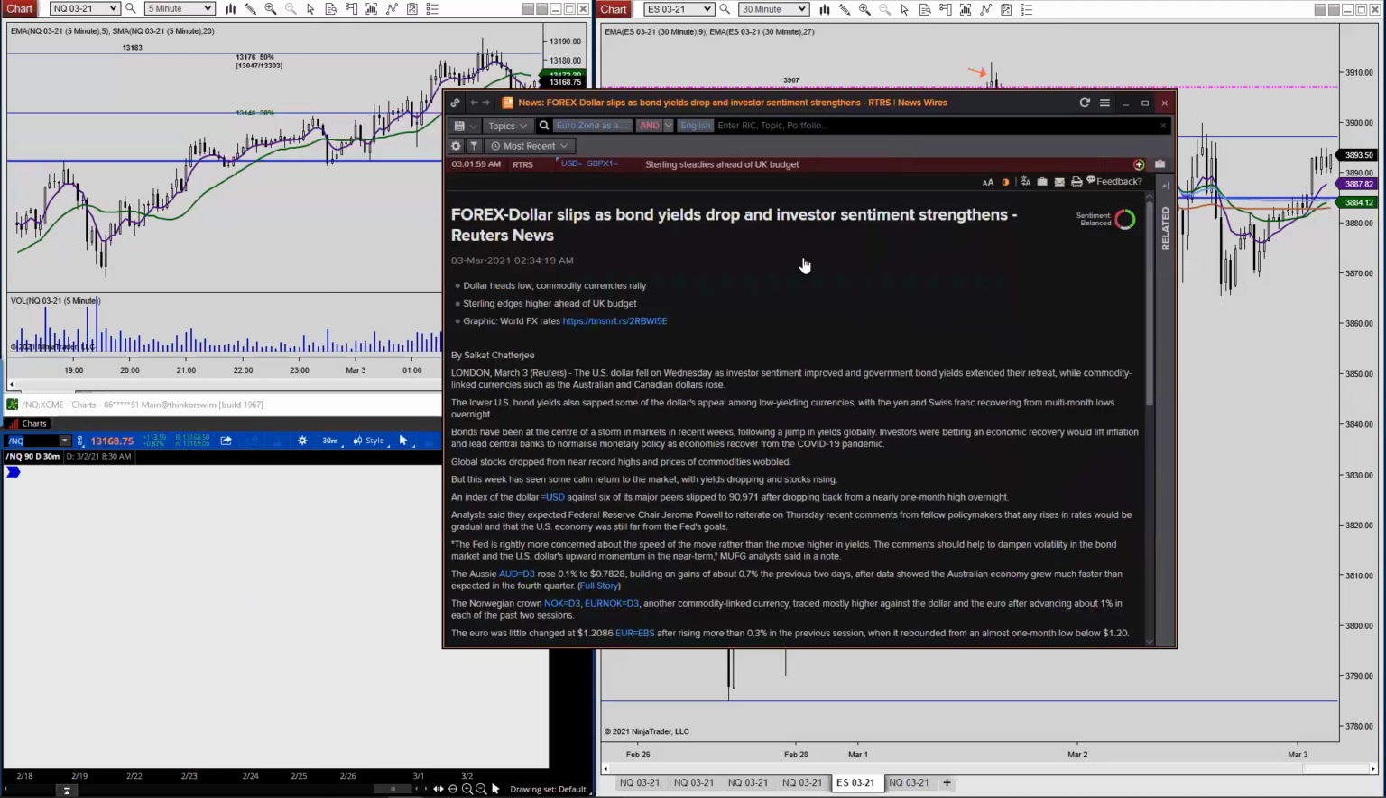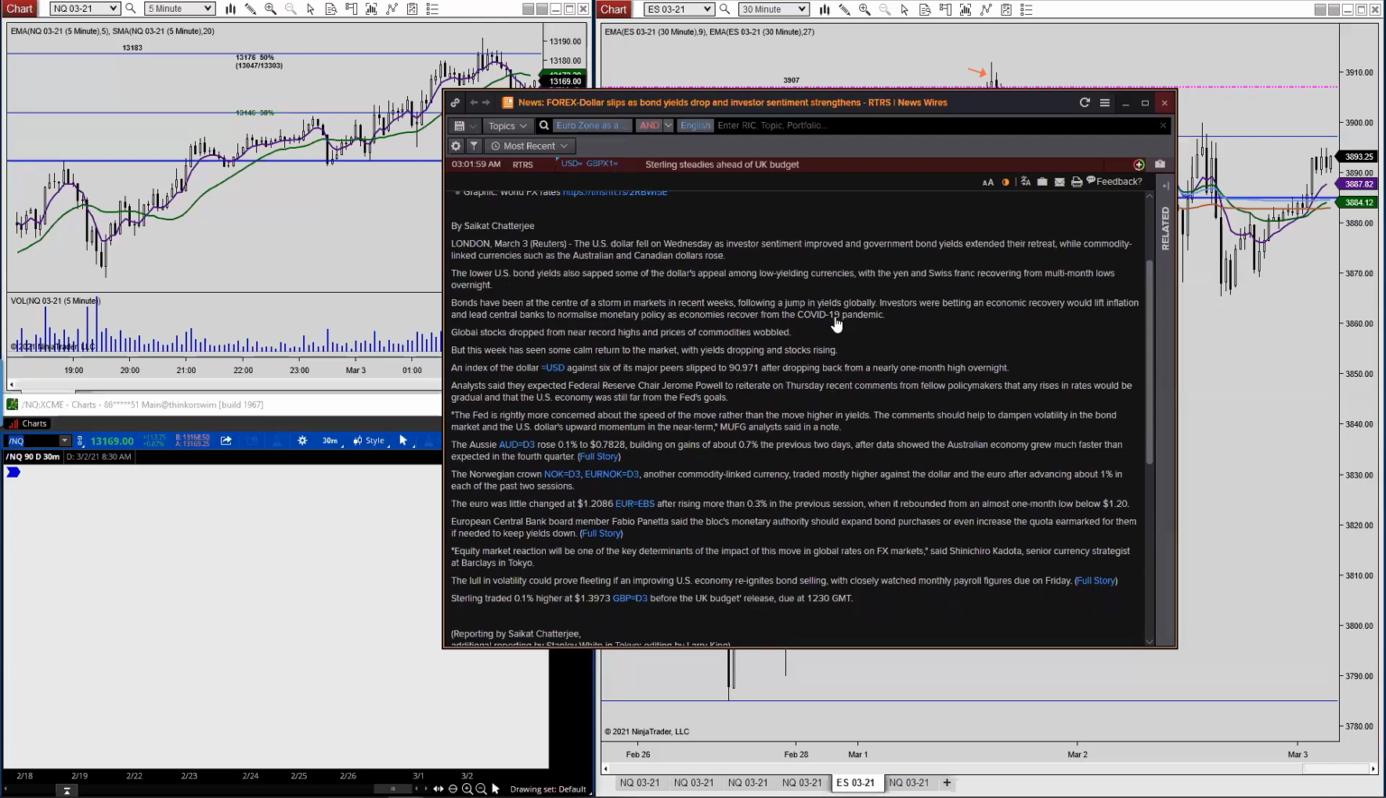So the dollar slips as bond yields drop and investor sentiment strengthens. The US dollar fell on Wednesday as investor sentiment improved and government bond yields extend their retreat, with the commodity-linked currencies such as the Aussie and Canadian dollars rose. The lower US bond yields also sapped some of the dollar's appeal among low-yielding currencies, with yen and Swiss francs recovering from the multi-lows overnight.